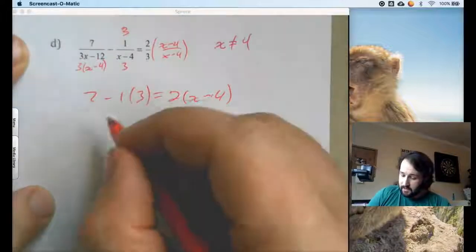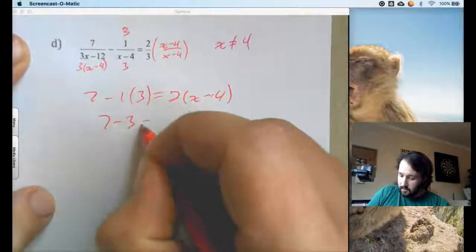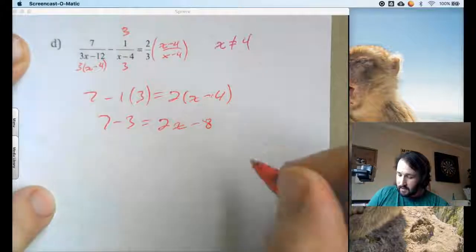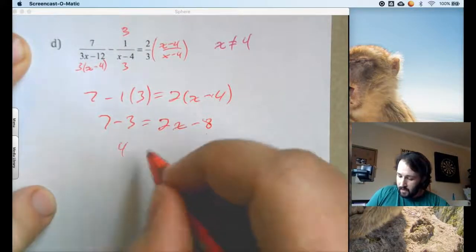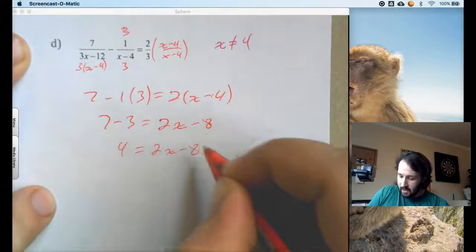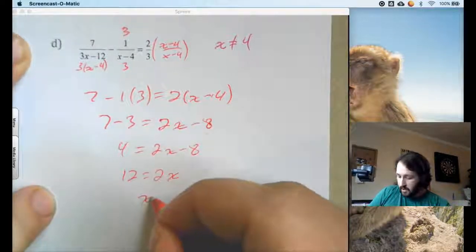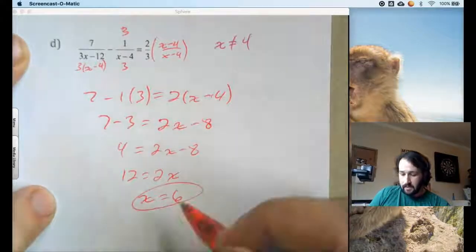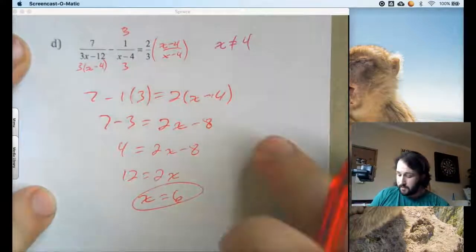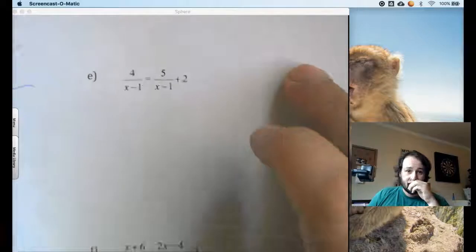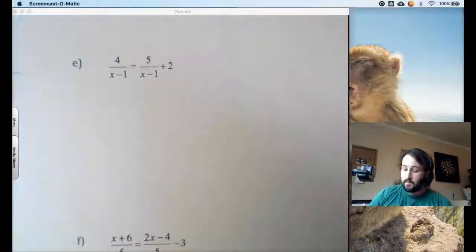So then I continue solving. 7 minus 3 equals 2x minus 8. 7 minus 3 is 4, equals 2x minus 8. Add the 8 over, so 12 equals 2x. Divide by the 2, so x equals 6. It's not 4, so I know that's a good solution. Alrighty. So here, even more, a little bit different, but here's what I do.